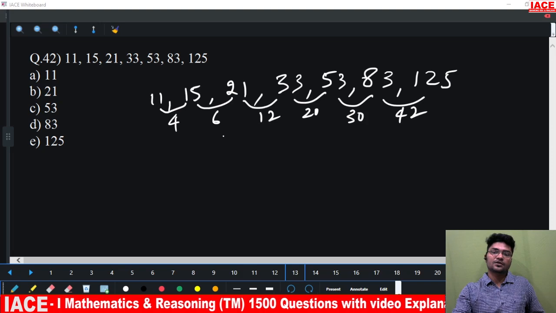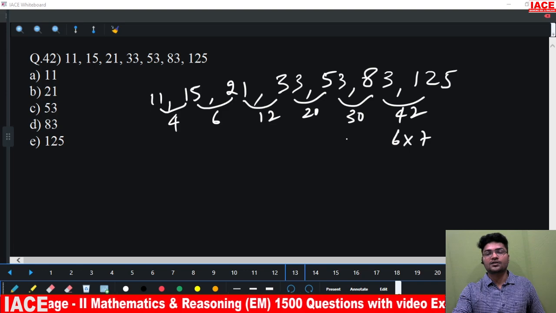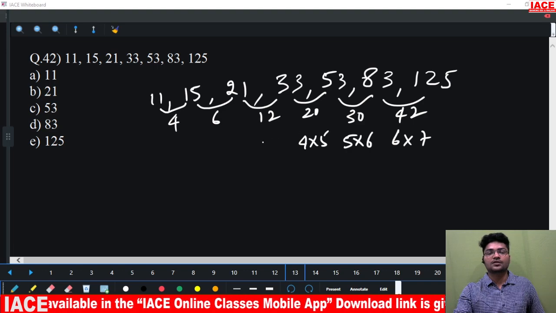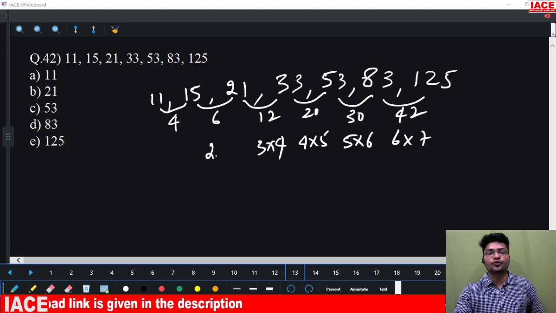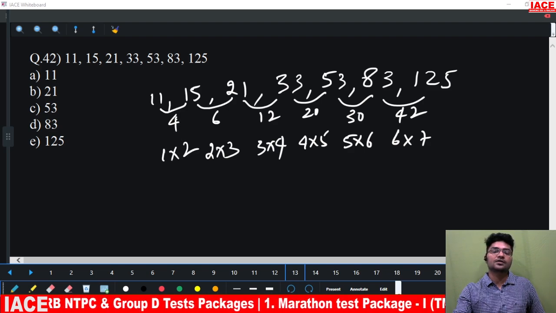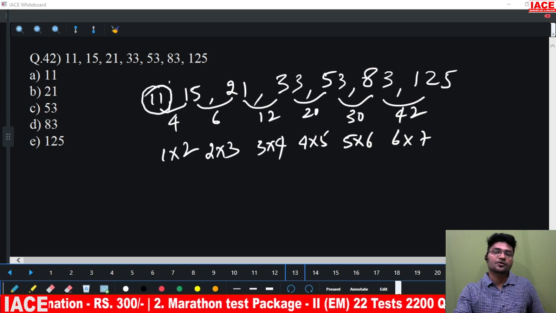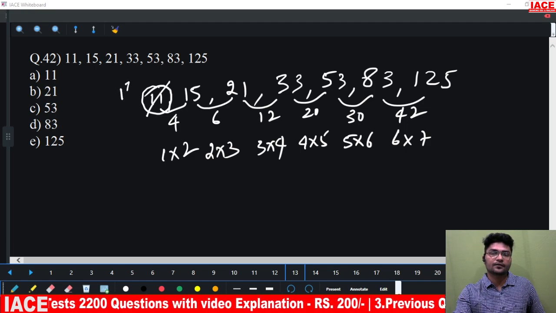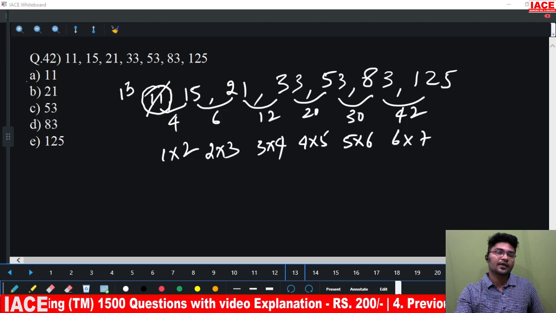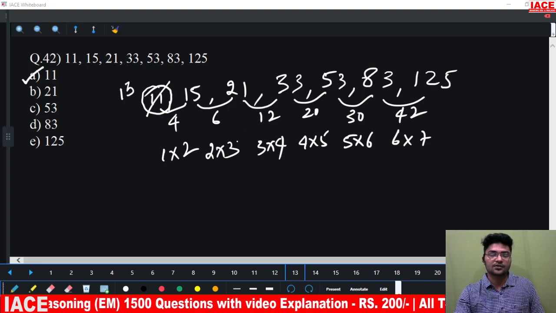Again, if I observe these numbers 4, 6, 12, 20, 30, 42, 42 is nothing but 6 into 7, 30 is nothing but 5 into 6, 20 is nothing but 4 into 5, this is 3 into 4, this is 2 into 3. And 4 should be then 1 into 2. From 15, if I remove 2, this will be how much? This has to be 13. So this is 13. The entire series would then be correct. This is 13, so option A would be our correct answer. Next question.